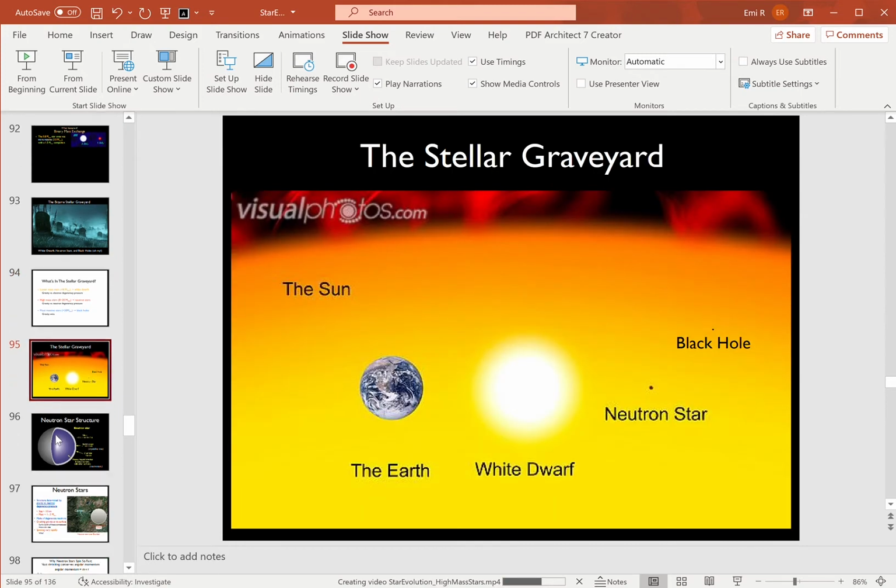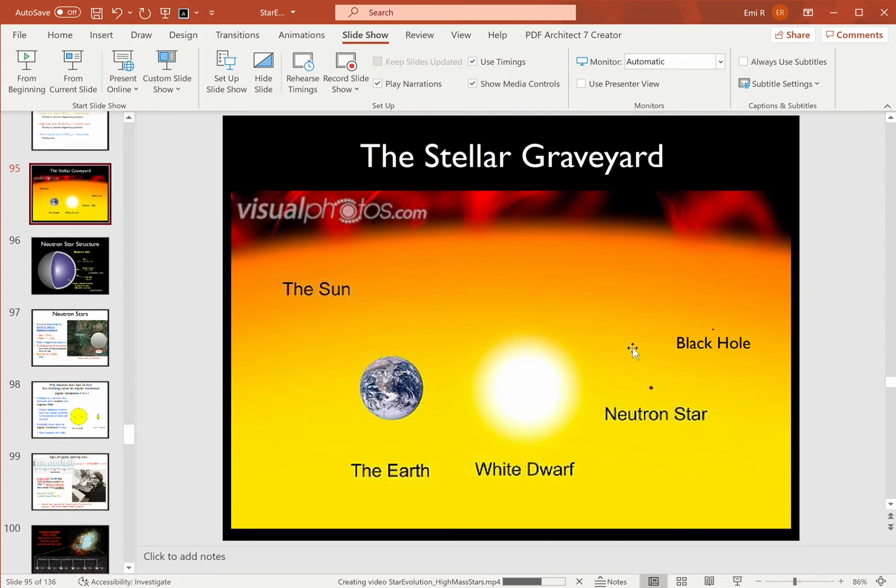So here is the stellar graveyard, with some images of the sun for scale. Here we can only see a portion of the sun and the size of Earth relative to scale. We've seen that a white dwarf is about the size of Earth, but a lot more massive. A neutron star is even tinier, but contains a lot more mass. A black hole is something extremely massive, but takes very little space.